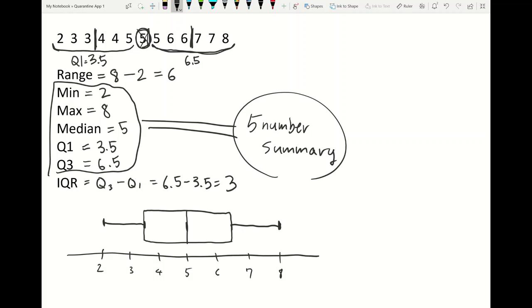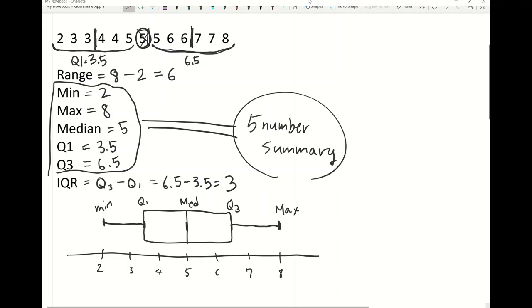So here we have the box and whisker plot. This is the minimum value. This is the Q1 right here. This is the median. This is Q3. This is the maximum point. Let's move on to the next example.